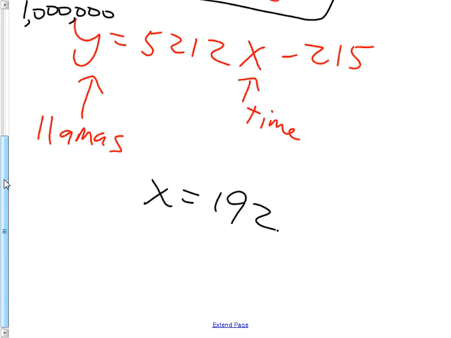I don't want you permanently messed up, so I'll tell you I just completely made all that up. But you can make equations like that for real with real numbers and llamas, etc.